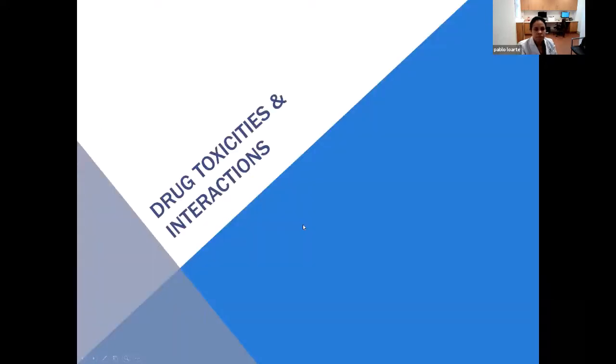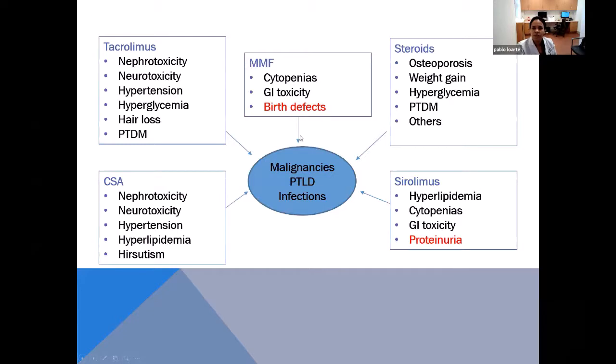So these are the toxicities for the medications. Both CNIs, tacrolimus and cyclosporin, can cause nephrotoxicity, and they also can cause neurotoxicity. The nephrotoxicity, you can have acute and chronic. The acute is more of a vasoconstricting effect, that you have global vasoconstriction. So you may see a decrease in the GFR with these medications. And then the chronic causes more like fibrosis over time.